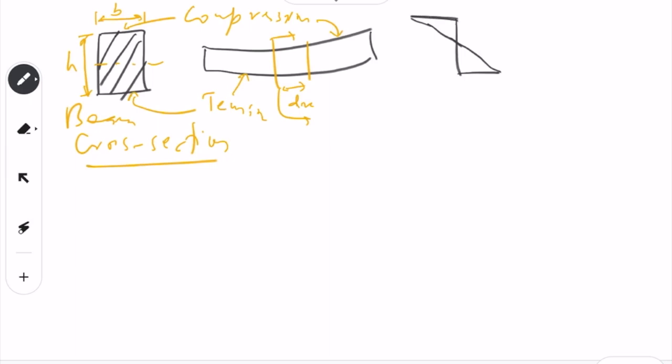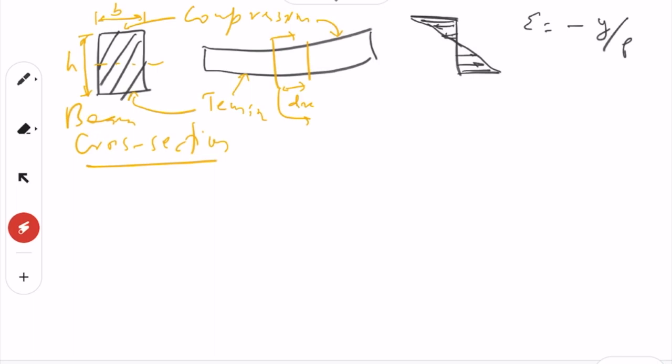So this is a compression here, tension here, but this is the maximum compression, meaning the stress will be the highest, and here the tension will be the highest. So the values will be like this. Why? Because strain is minus y over rho, so the highest y will have the highest strain, and so on.